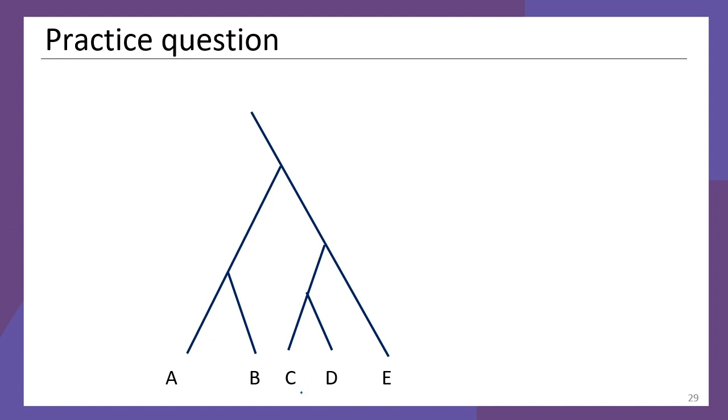So I'm going to highlight the relevant ones here. What type of grouping would C, D, E, the most recent common ancestor of C and D, so that's this guy here, and the most recent common ancestor of C, D, and E, so that's this one here. What would we call that grouping?